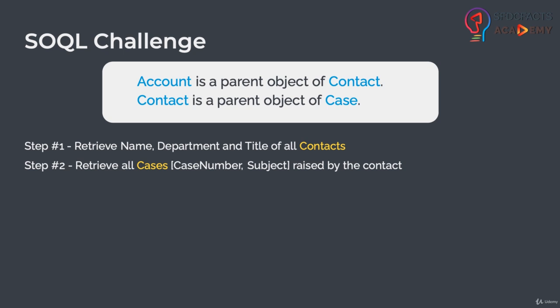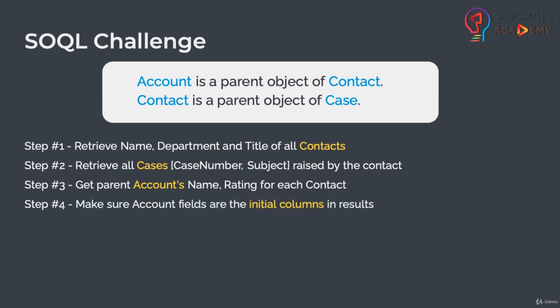Once we are done with step 2, then we will move to step 3, where we are going to fetch some detail from contact's parent object, which is account. From this account object, we need to fetch the name and the rating, and this data should be populated for each and every contact that we are retrieving from step 1.